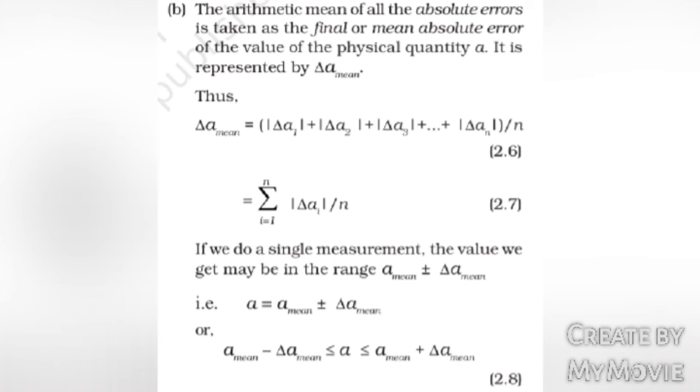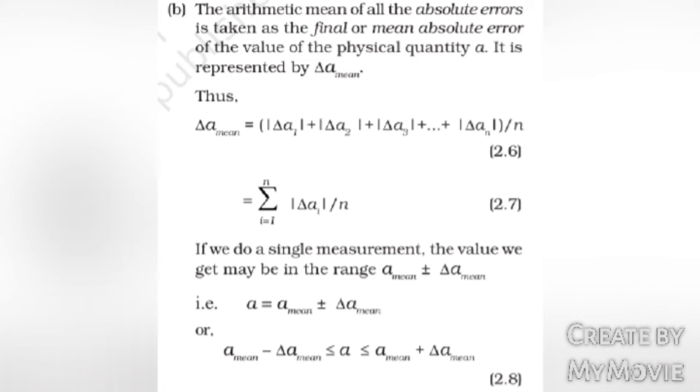B. The arithmetic mean of all the absolute errors is taken as the final or mean absolute error of the value of the physical quantity A. It is represented by delta A mean. Thus, delta A mean equals modulus of delta A1 plus modulus of delta A2 plus modulus of delta A3 and so on till modulus of delta An, whole divided by n, which is equal to the summation, i running from 1 to n, of modulus of delta Ai divided by n.